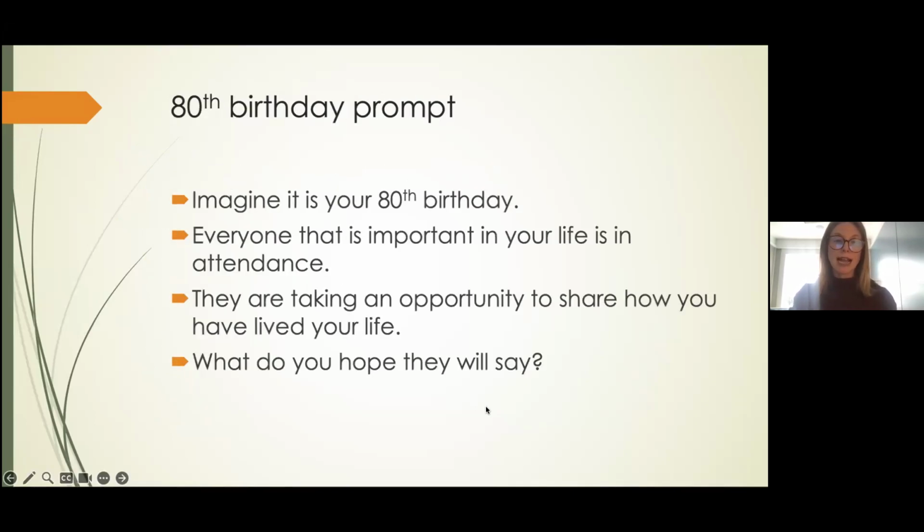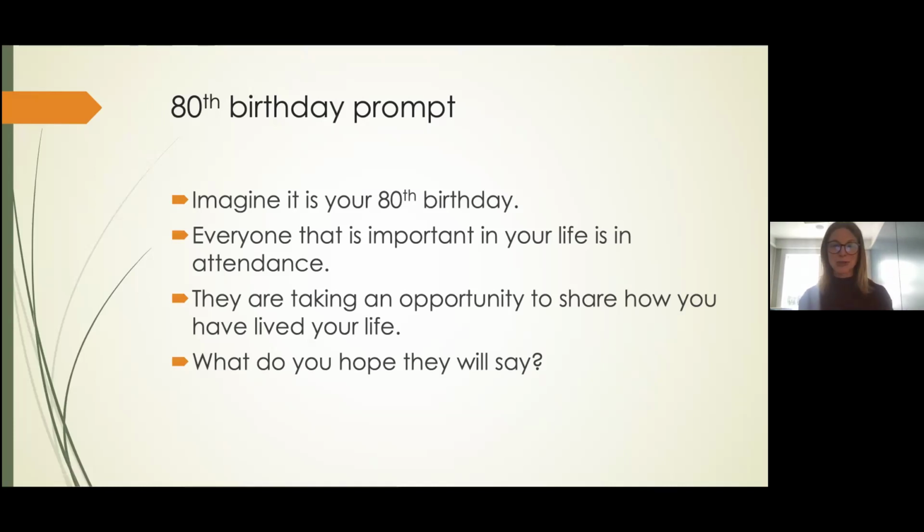So here's, and I'll say I use all of these and have used them in different ways. Depending on your relationship with the client or what you think would work better, you can try all of these out. The 80th birthday prompt is a fun one, where you're asking someone to imagine their 80th birthday party and all the people that they care about, people they already know, and maybe people they haven't even met yet, are at this party.